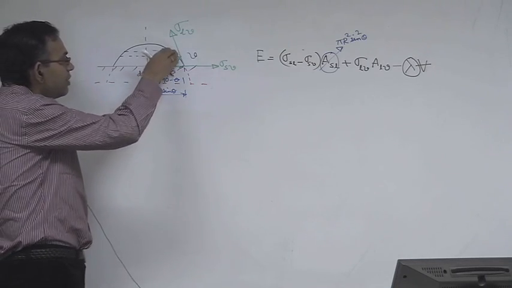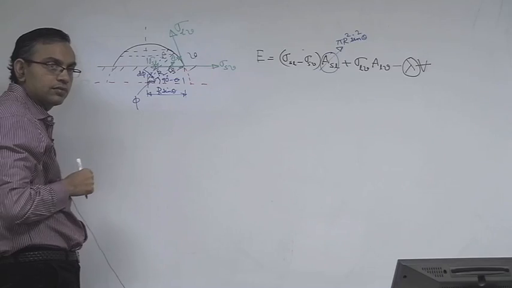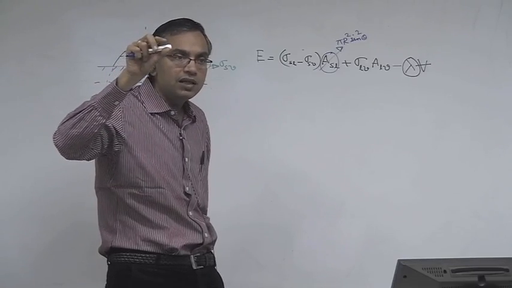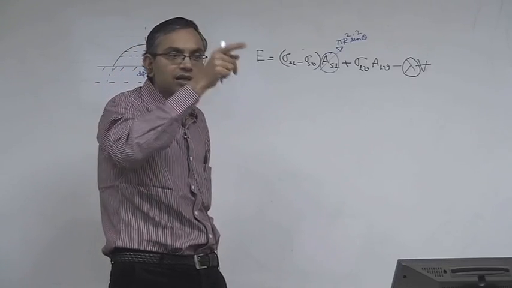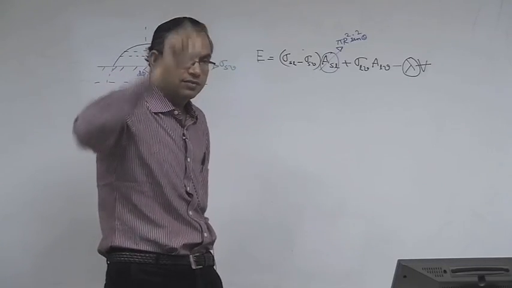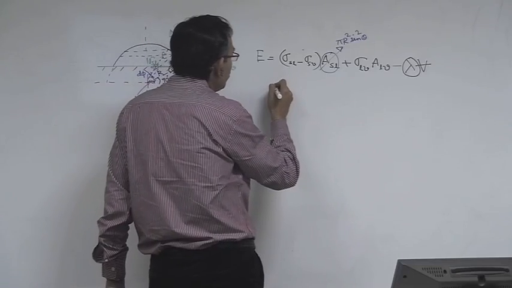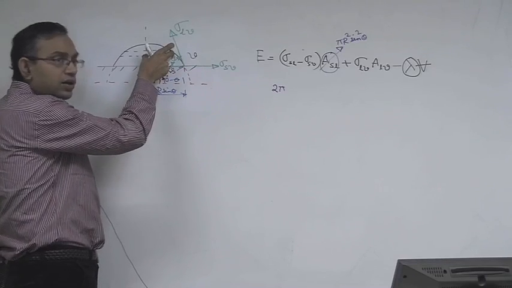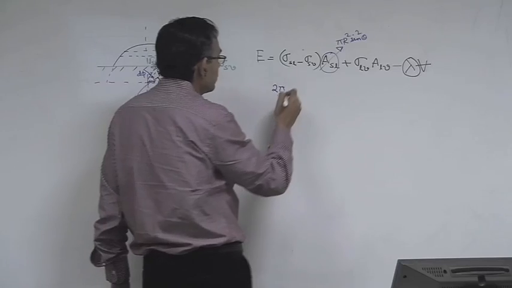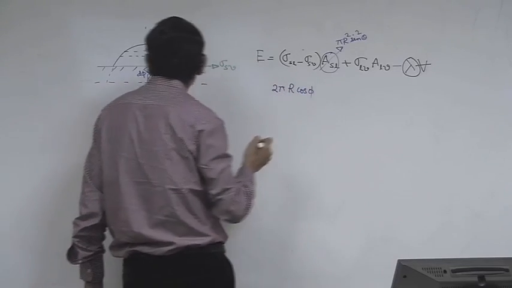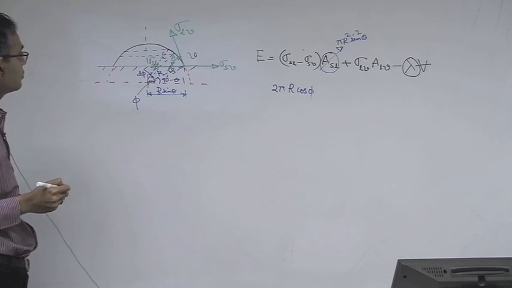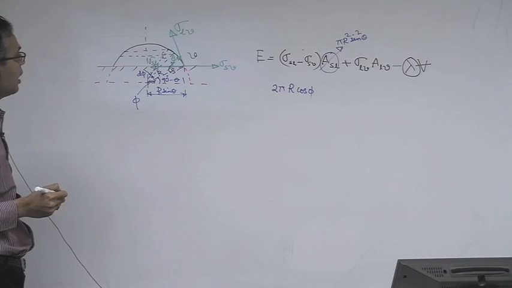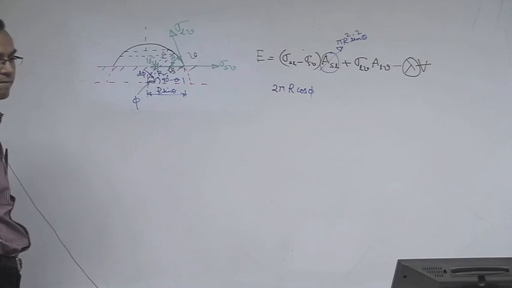So, what is the surface area of the shaded region? A small slice from the sphere is actually like a small cylinder with some radius and some lateral dimension, right. So, 2 pi, what is this radius? R cos phi. So, 2 pi R cos phi into R d phi.